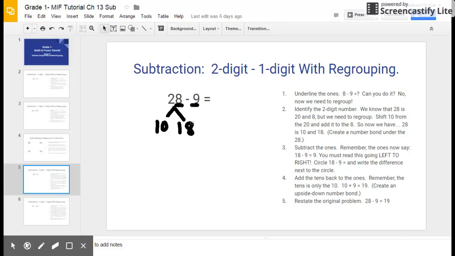Then we have to subtract the ones. Remember that we need to read this going left to right. 18 minus 9 equals 9.